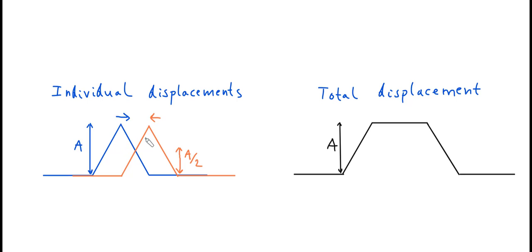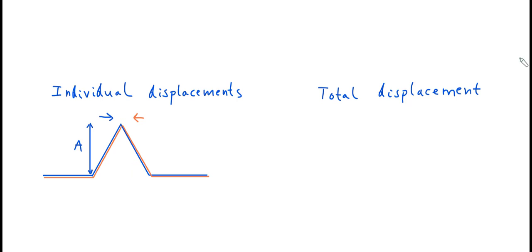Now remember, the individual waves continue to do their own thing, right? So the blue one continues moving to the right and the orange one to the left. And after a short time, they will be completely on top of each other, right? So you can see that they are overlapping here. I've left a little bit of a gap between the two profiles just so we can see them apart, right?